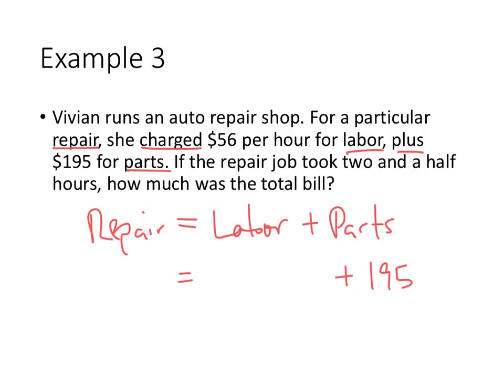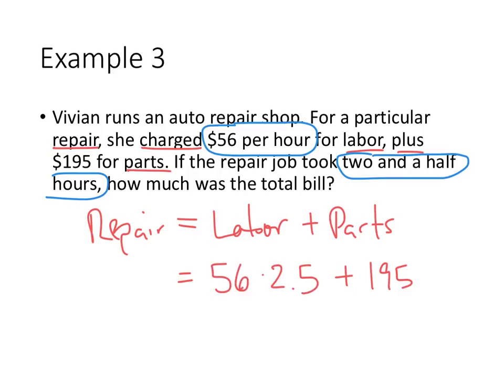And so to figure out the total cost, we're going to multiply the hourly rate, $56 per hour, times the number of hours, which in this case was 2.5. So 56 times 2.5 hours. That's going to give us the total cost for labor. Now we just have some calculations to do. 56 times 2.5 works out to be 140, and then 140 plus 195 works out to be 335. So the answer to our question is $335.